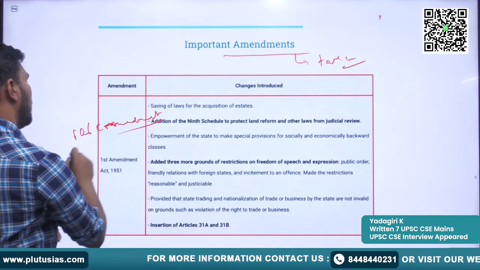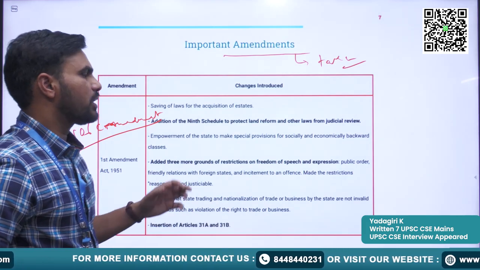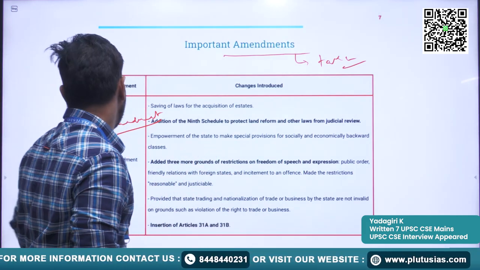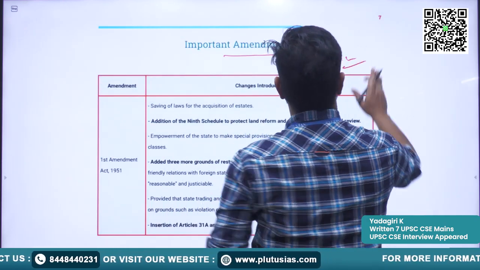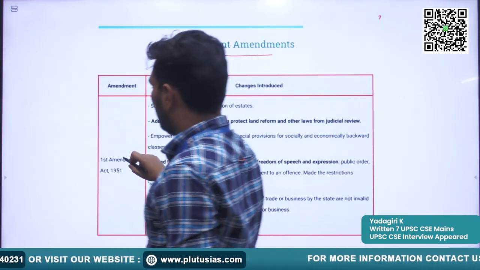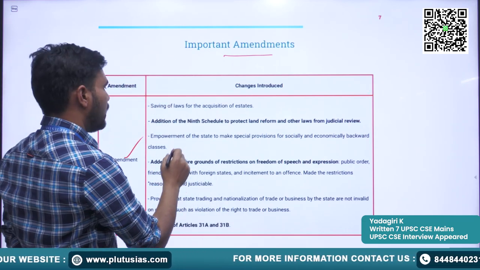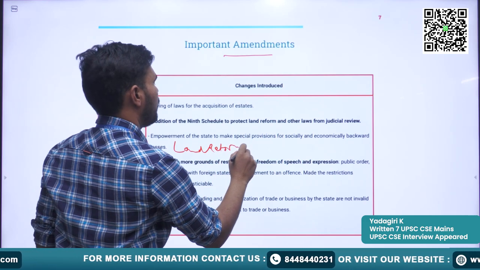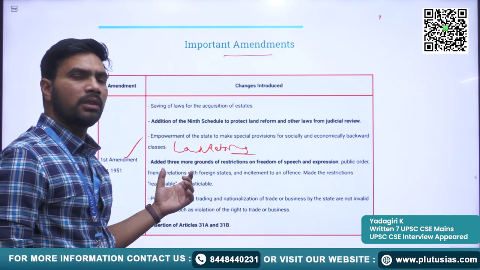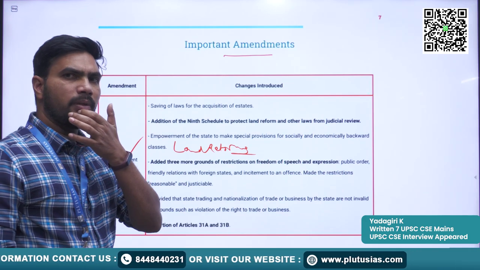So till now we have like 106 amendments. We will try and see some important amendments. So first one, the first amendment. Basically, the first amendment has been made to incorporate land reforms, to make the land reforms possible. First Amendment Act has been brought in.